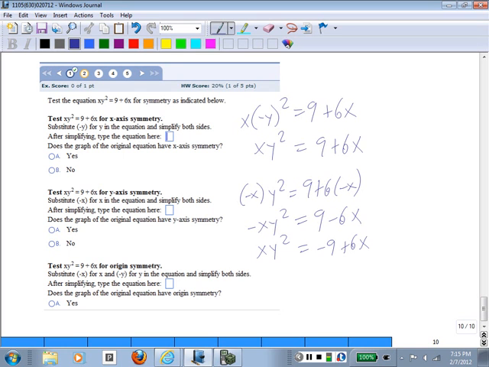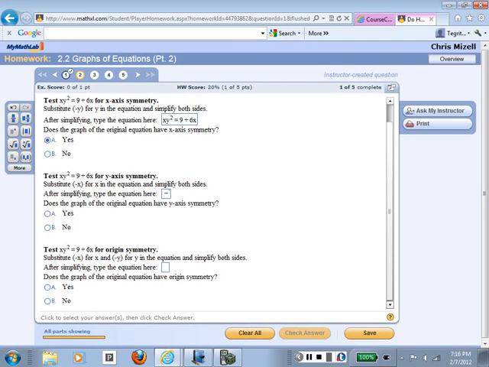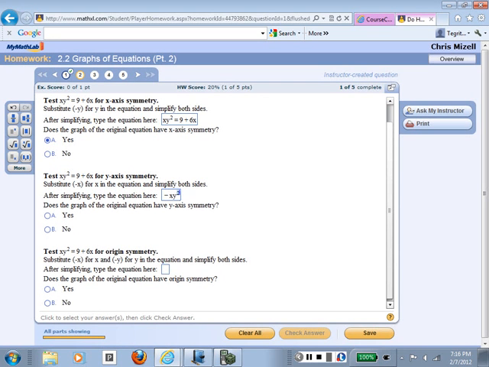I'm pretty sure that it's a definite no, but I'm pretty sure that what it's going to be looking for is this. I'm just wondering if I type in the other one, if it'll count it wrong. If it does, it won't tell me why it counted it wrong. It'll just leave me wondering. So to be on the safe side, let's just type what I think it's looking for. Negative xy squared equals 9 minus 6x. And tell it no.